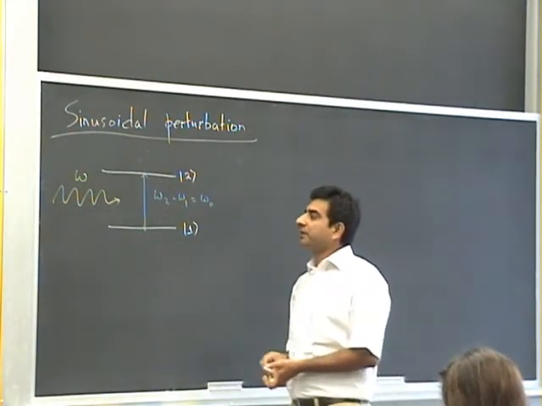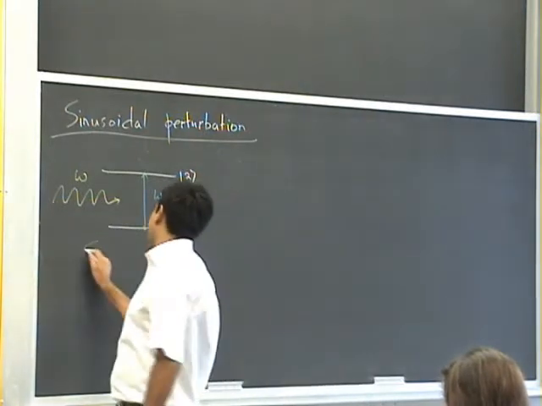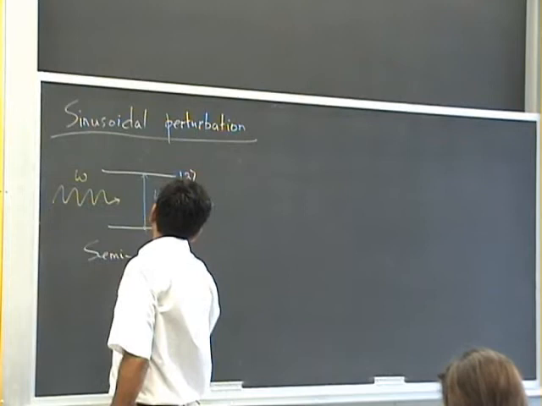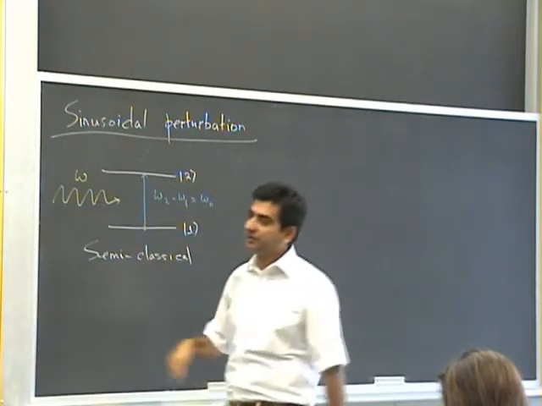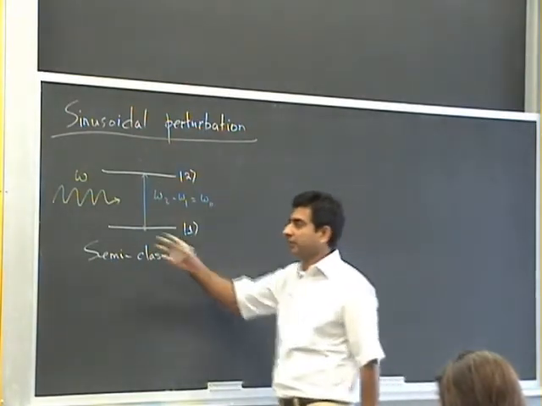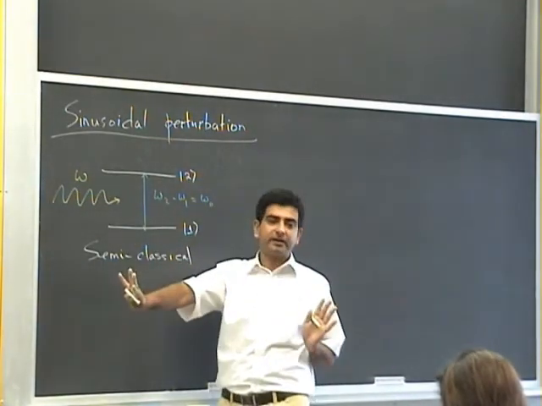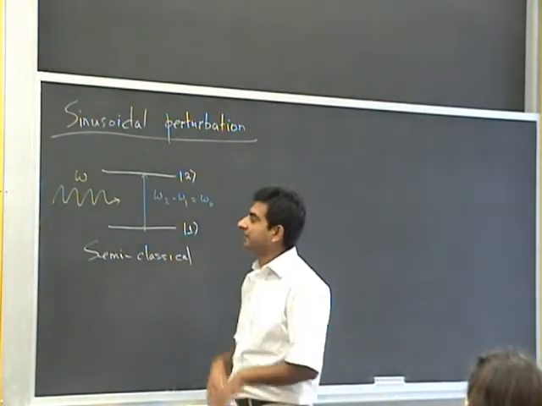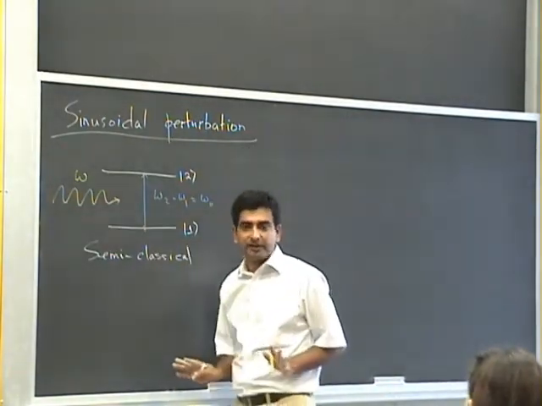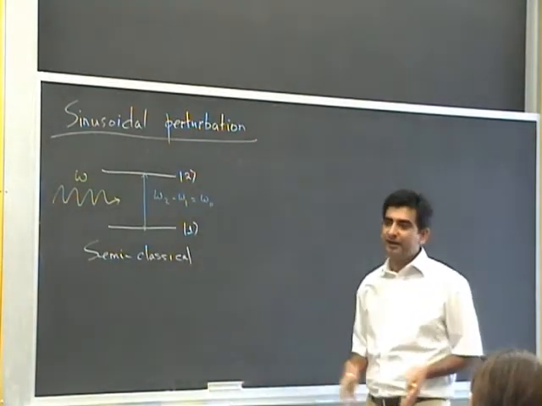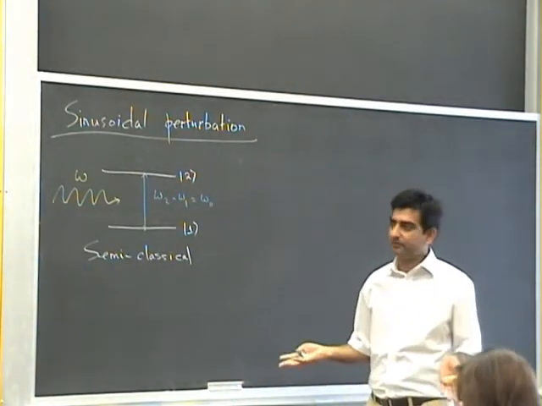Now the kind of approach that I am going to follow is called the semi-classical treatment. Semi-classical treatment means that light is being treated like an electromagnetic radiation. It's not quantized. I'm not talking about photons here. It's just a classical electromagnetic radiation. A certain electric field is coming in, a certain energy density associated with this light. But this atom or this system is quantized. It's a purely quantum mechanical system.